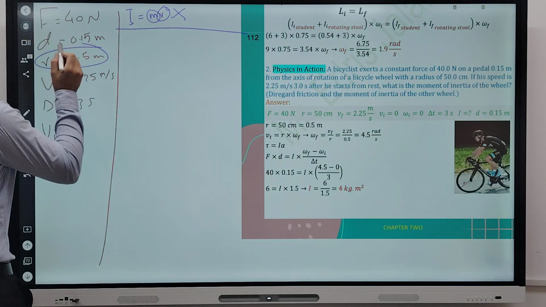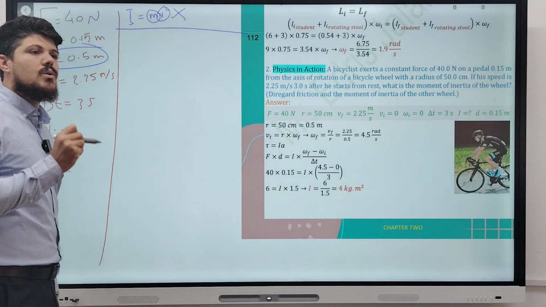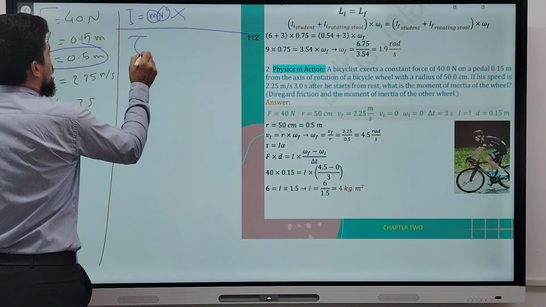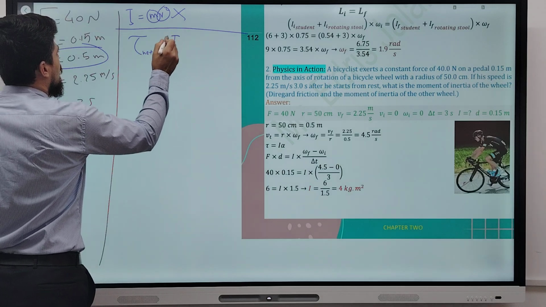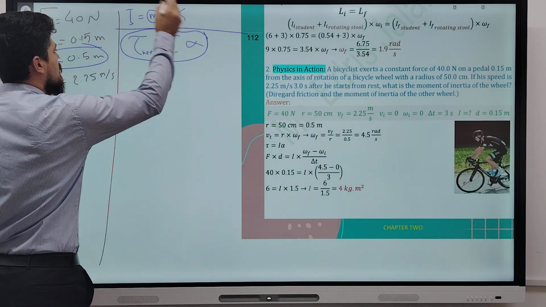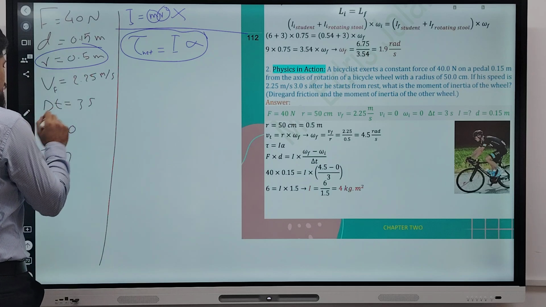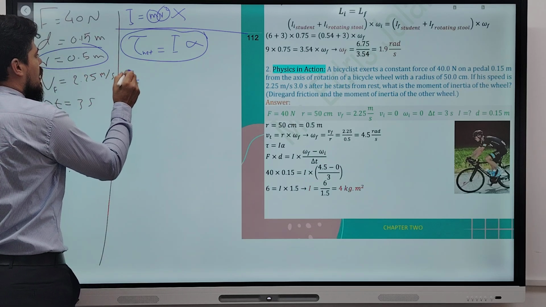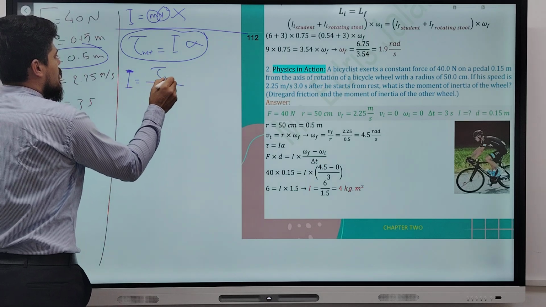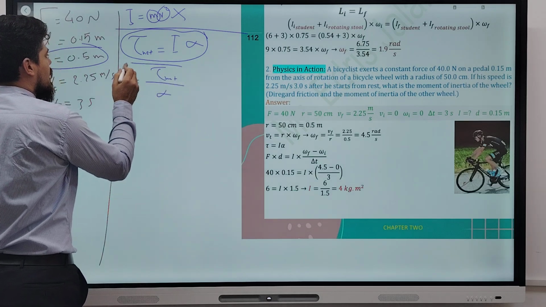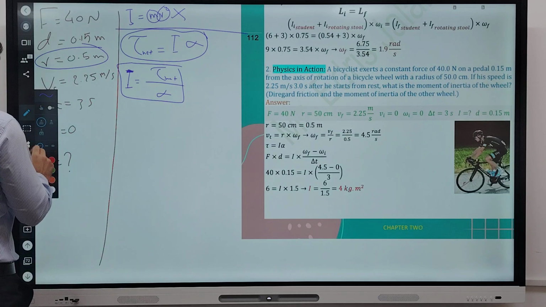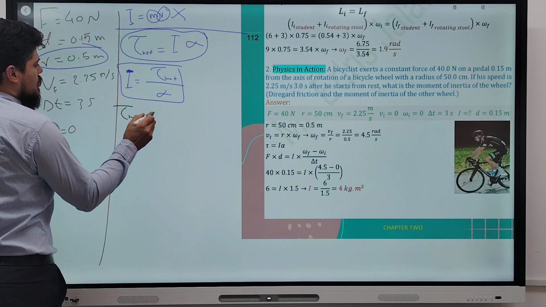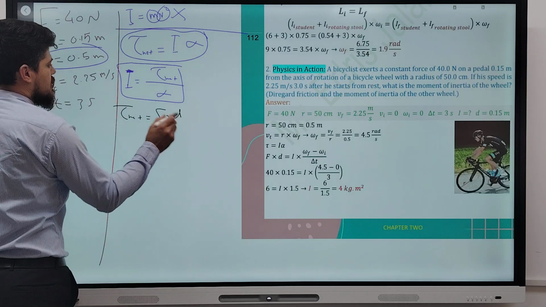Another equation that includes the moment of inertia is Newton's second law for rotational motion. What is Newton's second law for rotational motion? Net torque is equal to I alpha. Okay, so you have to rearrange this equation. I is equal to what? Net torque over angular acceleration. Now, do we have net torque? No. Net torque is equal to F times d.